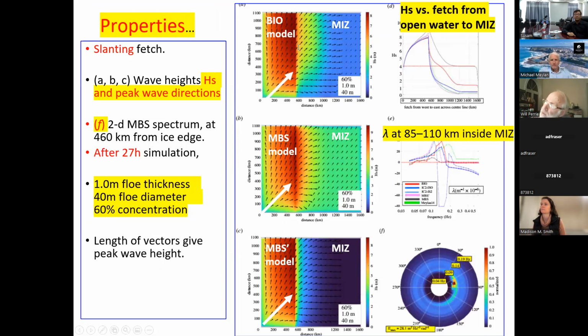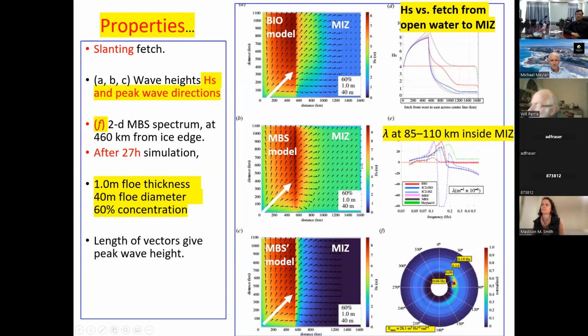So as the waves enter the ice, they turn towards normal. And if you live in a place like Canada, you know that if you drive your car along the road and you hit a snowbank, the snow will tend to turn the car towards normal, just like these waves. So it's sort of like the classic refraction thing. MBS model is not as dissipative, so it turns, but also there's room for generation of waves inside the marginal ice zone, whereas that's not at all evident in MBS prime.